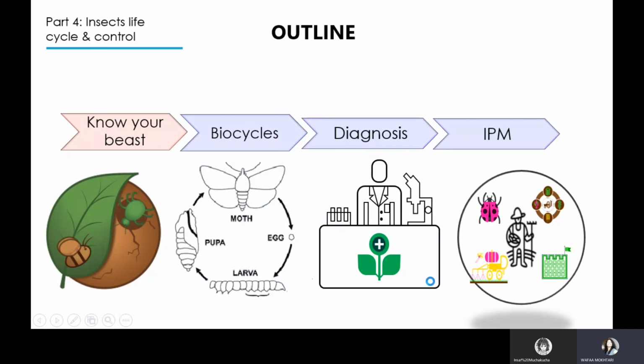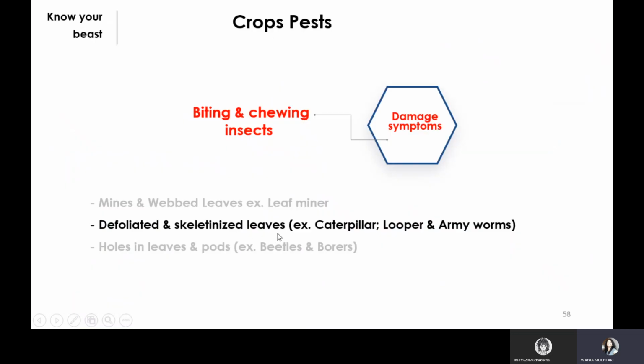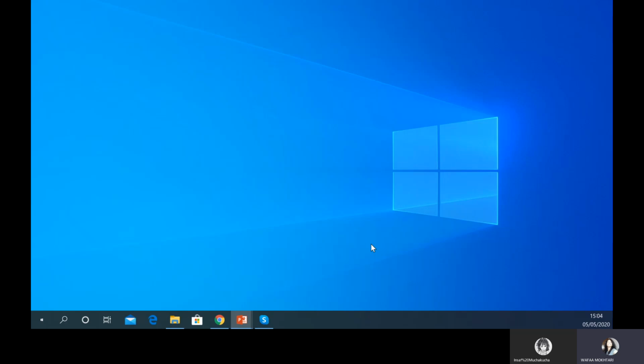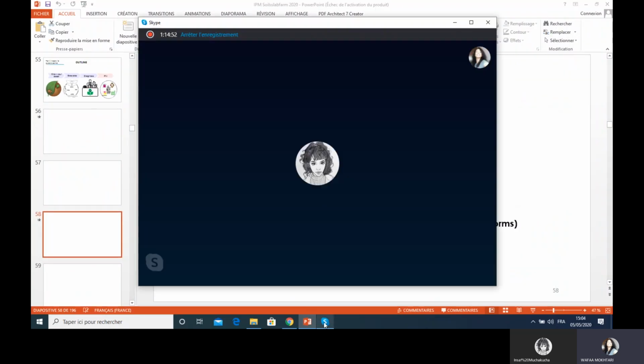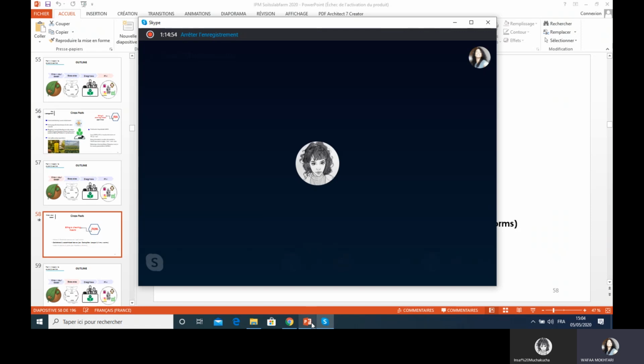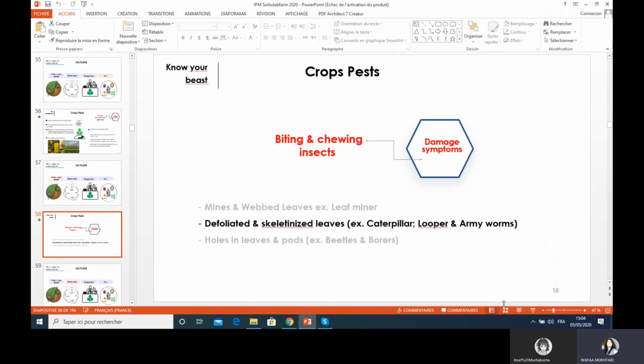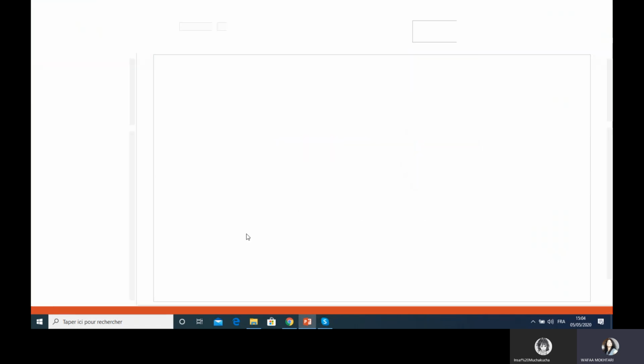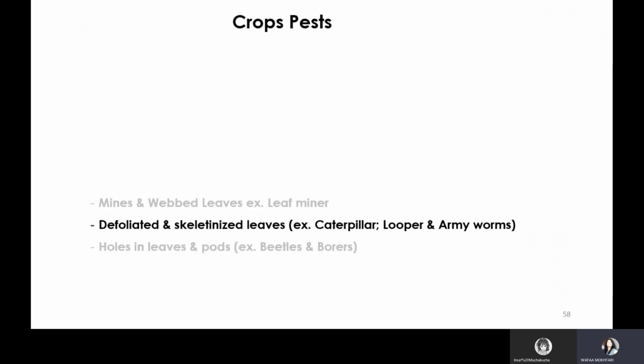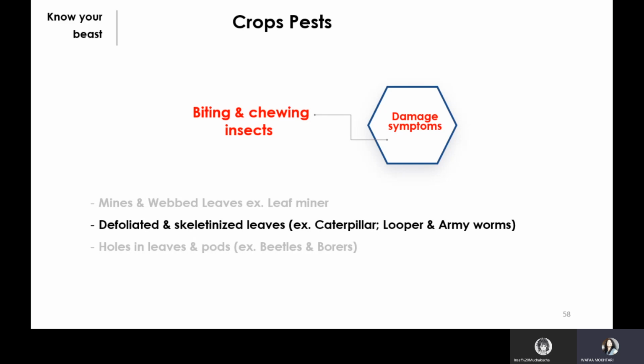Let's talk about another biting and chewing insect, which causes defoliated and skeletonized leaves, for example caterpillars, loopers, and armyworms. So what about caterpillars?